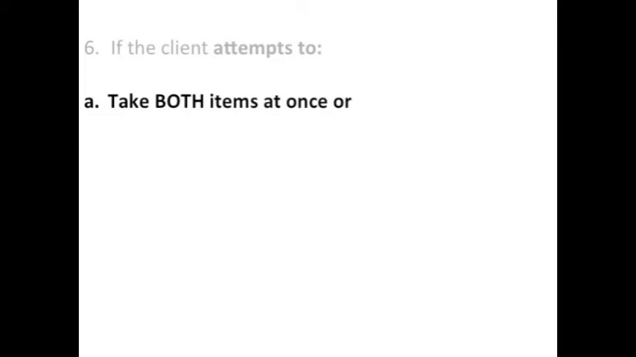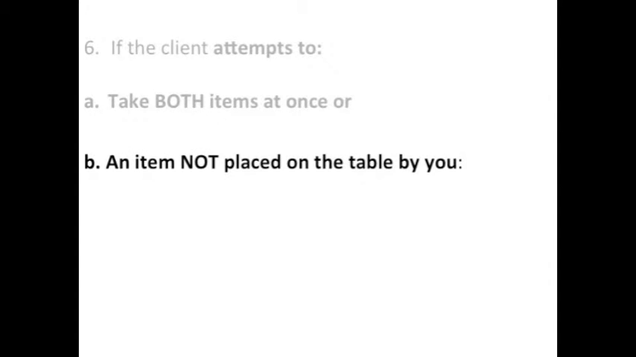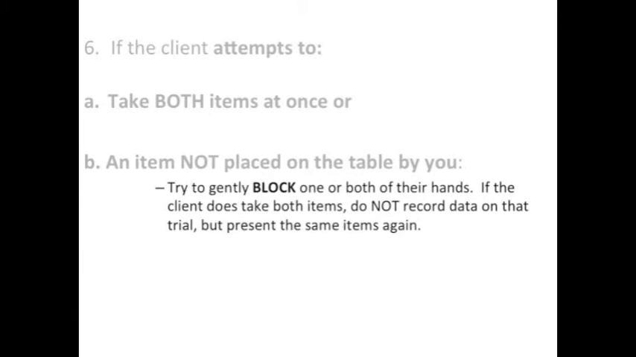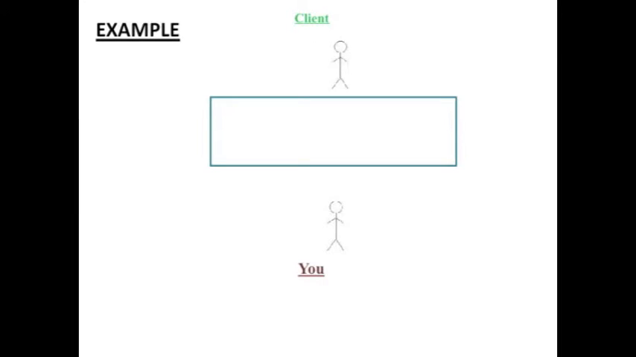You might find that your client will attempt to take both items at once, or perhaps an item not placed on the table by you. In cases such as this, try to gently block one or both of their hands. If the client does take both items, do not record data on that trial, but re-present the same items again. See the following example.